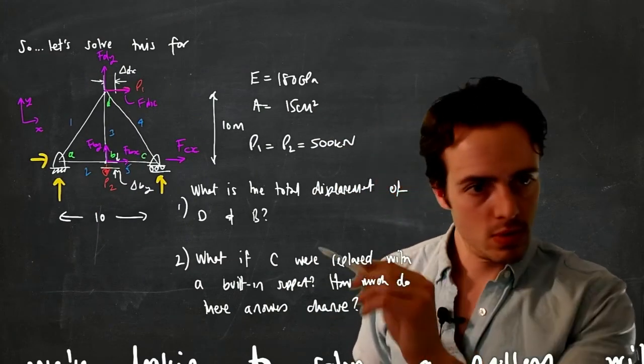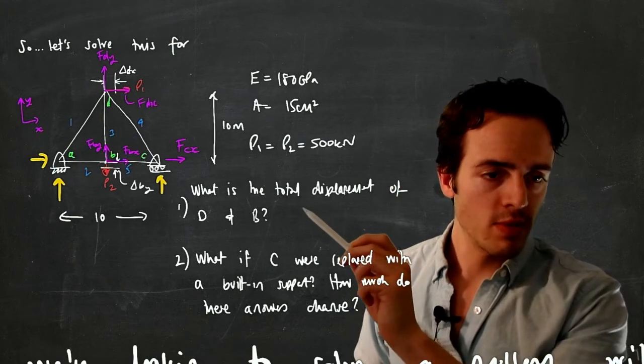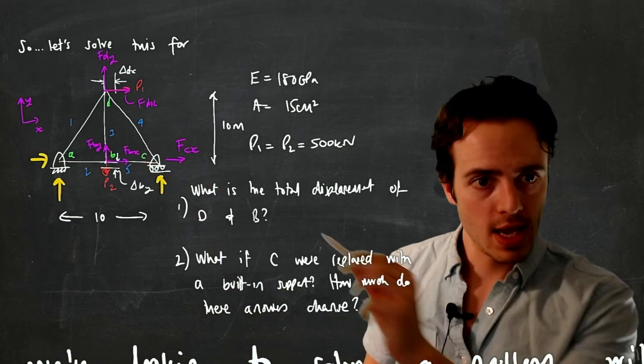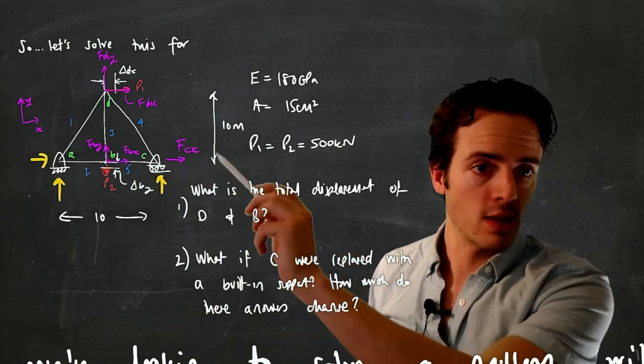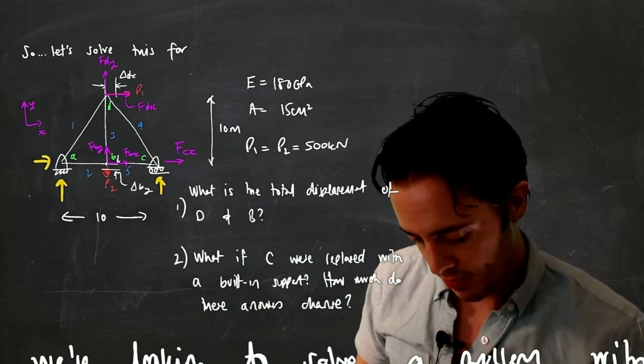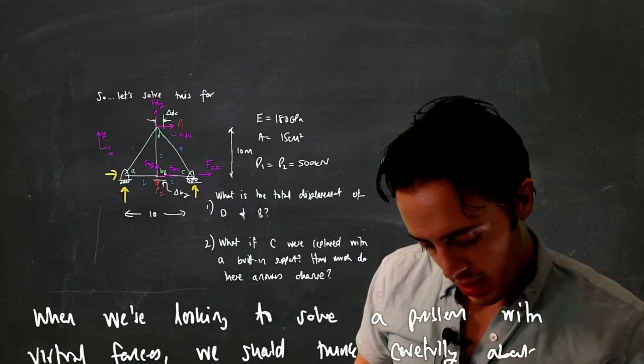So let's just go back here. So the total displacement of D and B, this gave me two extra forces to apply, and then C, I've got another force to apply here. So we've got 1, 2, 3, 4, 5 forces on here. Okay, so now we've got those.